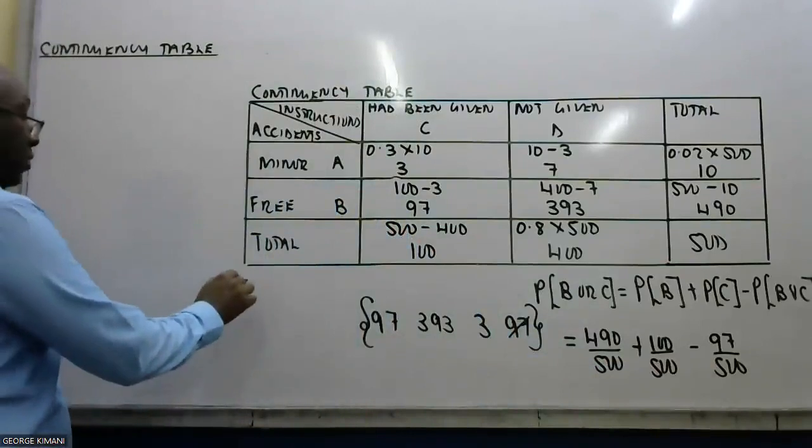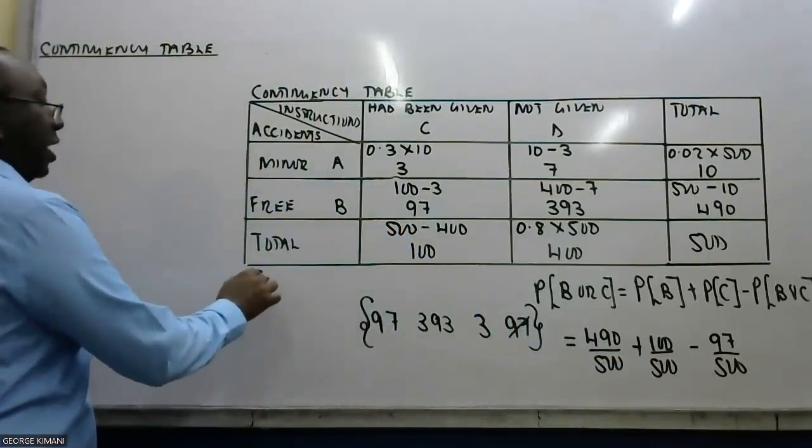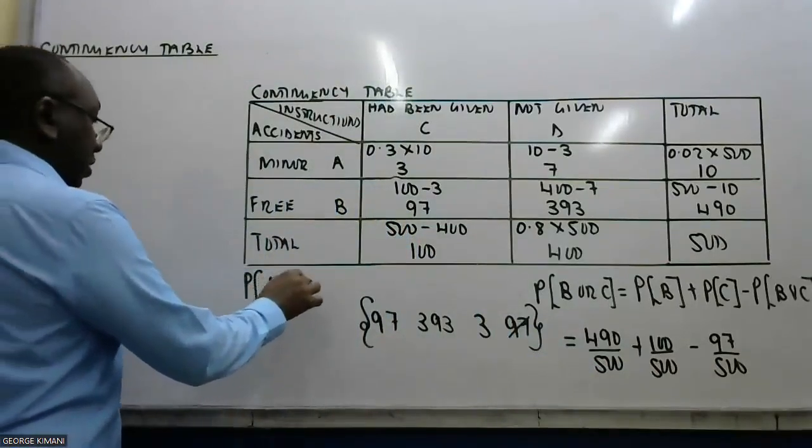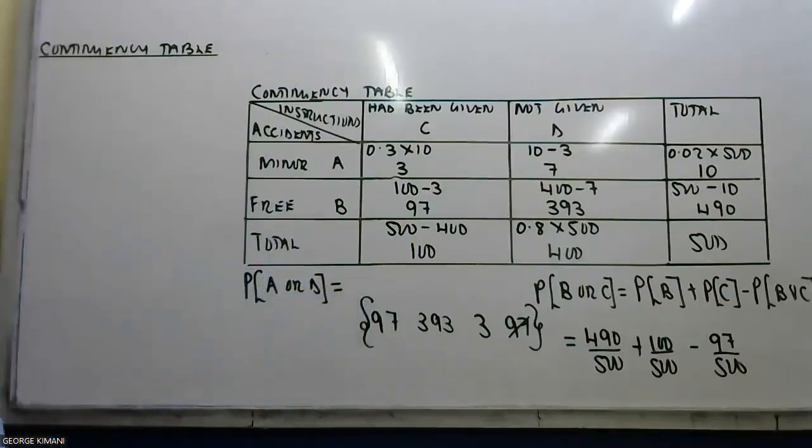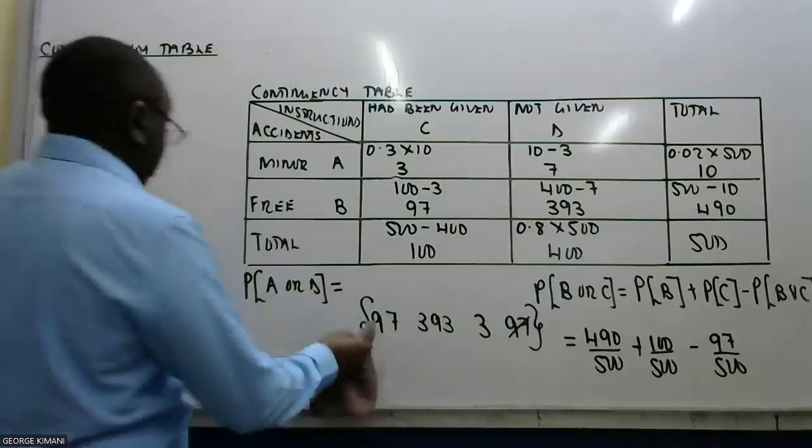So similarly now, can you give me the probability of A or D? And just write the answer straight. Probability of A or D.